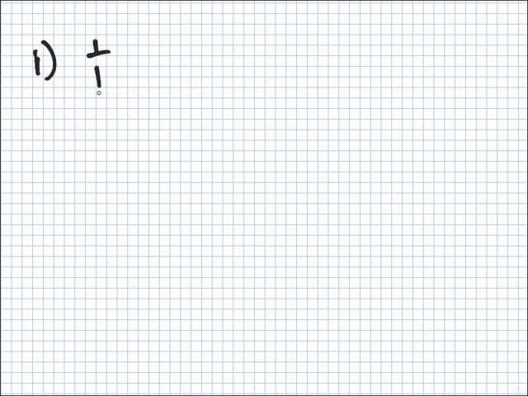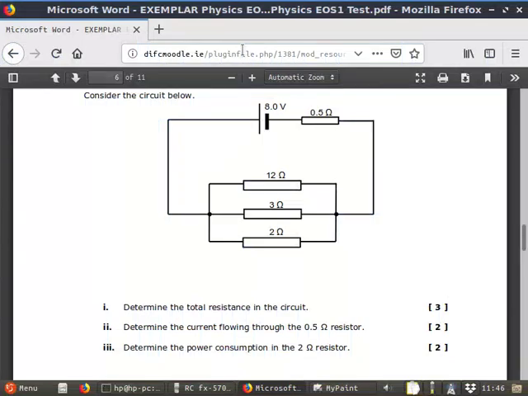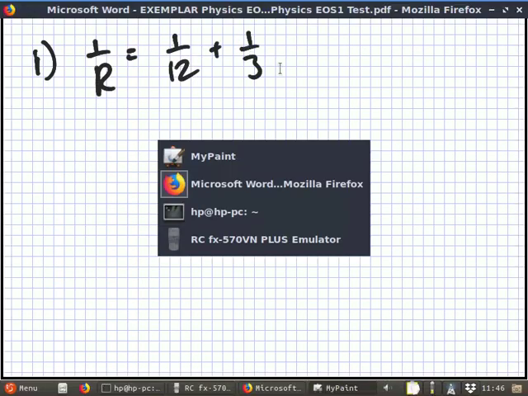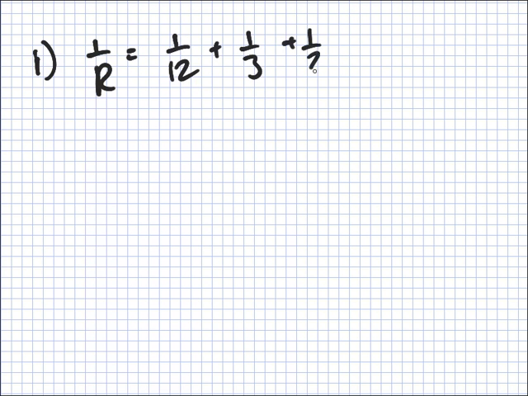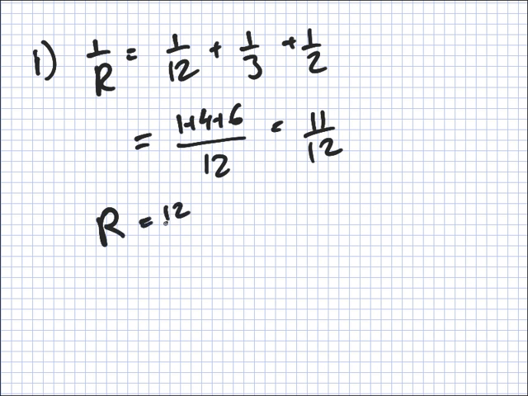Let's see. Part 1. 1 over R equals 1 over 12 plus 1 over 3 plus 1 over 2. So let me see, that's over 12. That's 1 plus 4 plus 6. Is that 11 over 12? So the resistance there is 12 over 11. But we still have to add that to the other one. What's the other one? 0.5, which is 1 over 2.